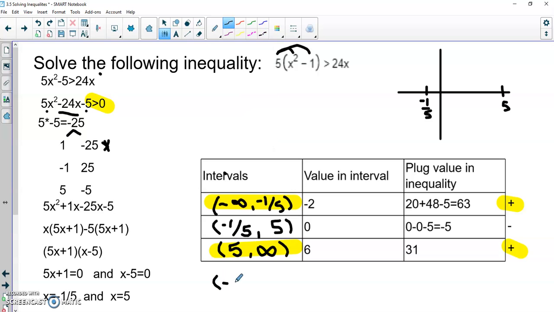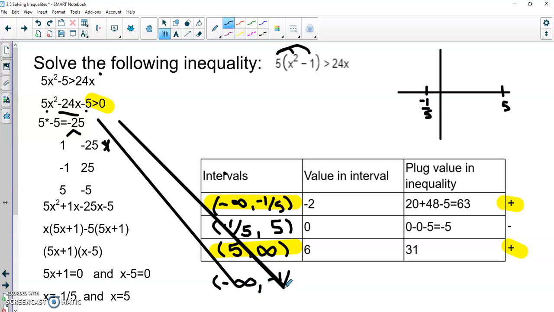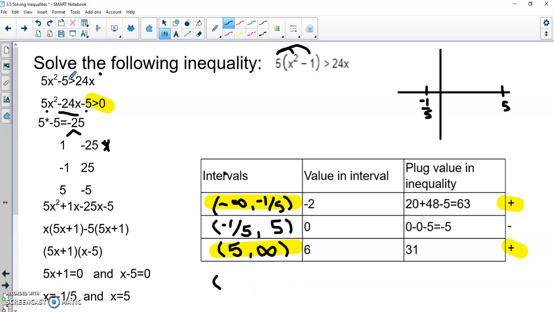So my answer is from -infinity to negative 1/5, in union with, that's the union symbol, not a U, 5 to infinity.